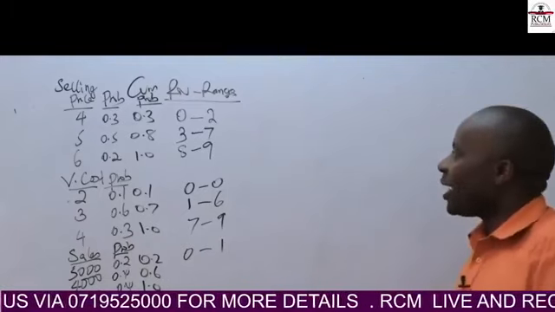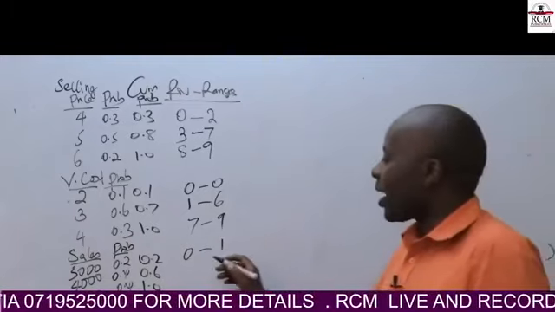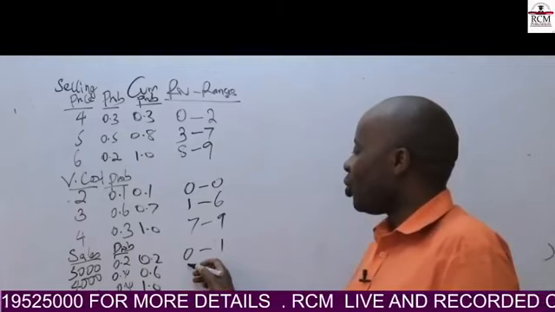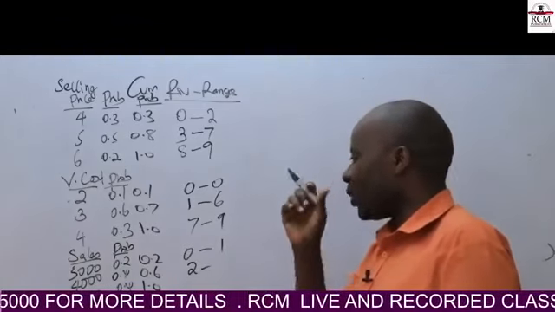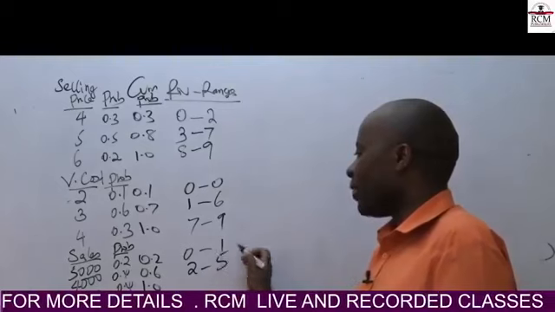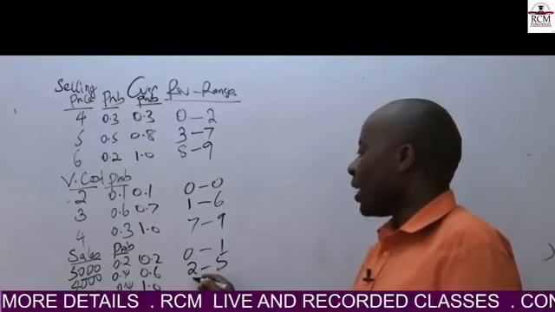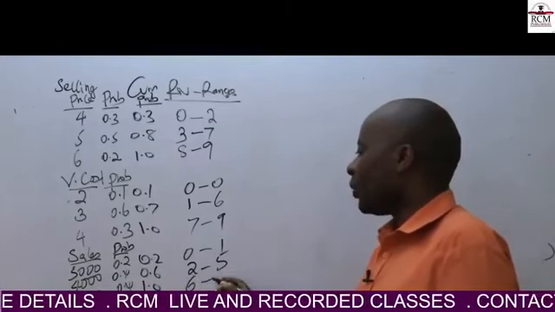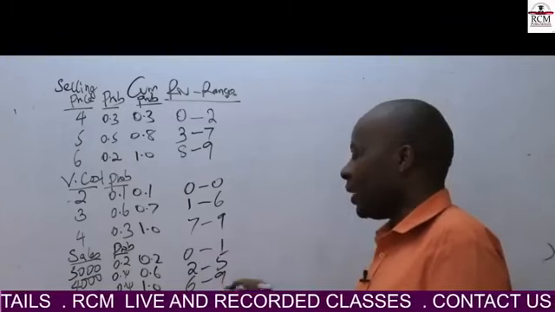Now here we are. So 0 to 1, and then the next one will be 2 all the way to 6 minus 1. 6 minus 1 gives us 5. And then we have here 6 all the way to 10. 10 minus 1 gives me 9.